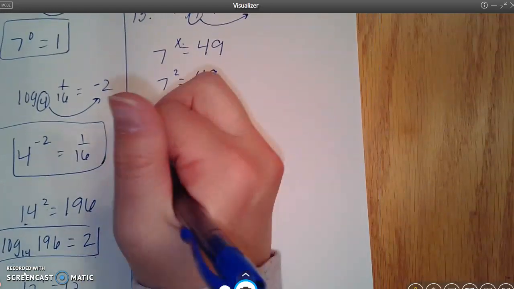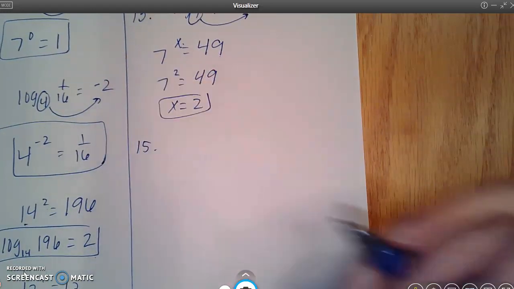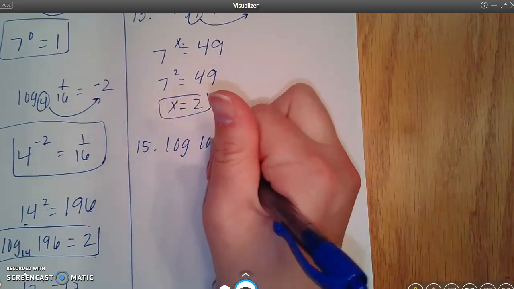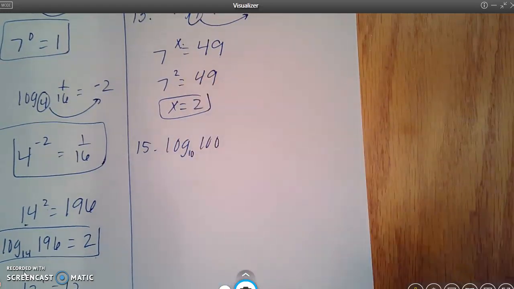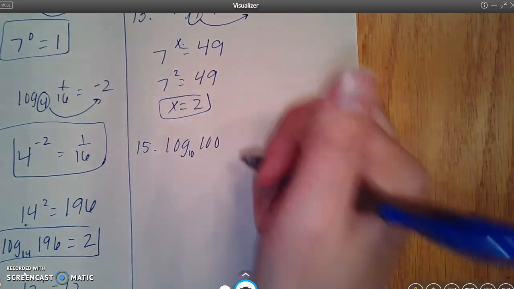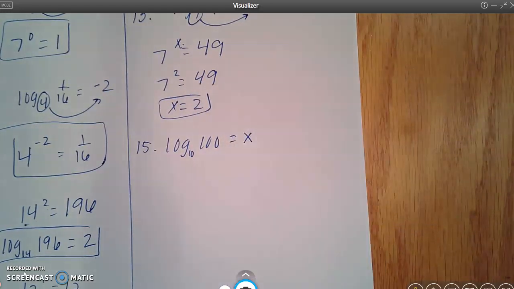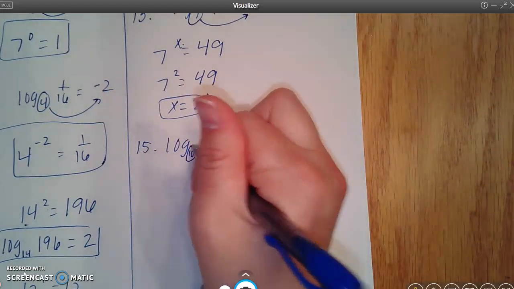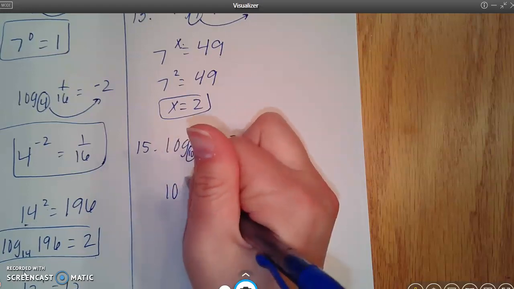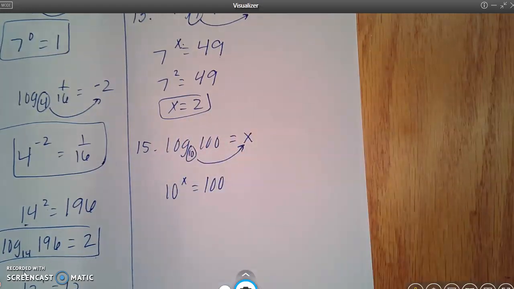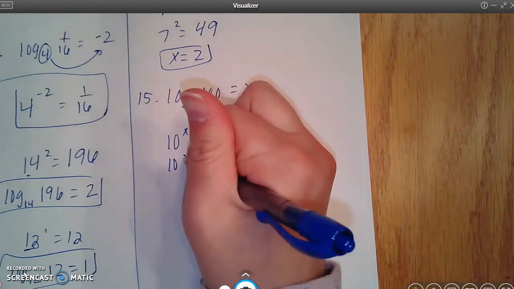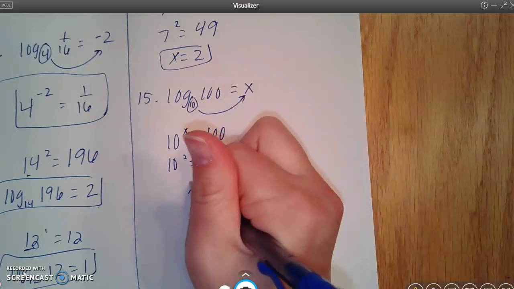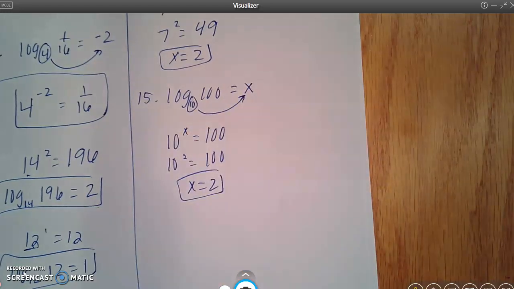So let's try that again, make sure we get the idea of it. On number 15, we have log of 100. Once again, this is called a common log, and you can write in this base 10 if it makes more sense or you need to see it. Once again, step 1, you set it equal to x. Step 2, I'm going to rewrite it. You're going to get 10 to the x is equal to 100. And now you need to figure out 10 to which exponent will make it 100. And we know 10 squared is the same thing as 100. So x, once again, is equal to 2.